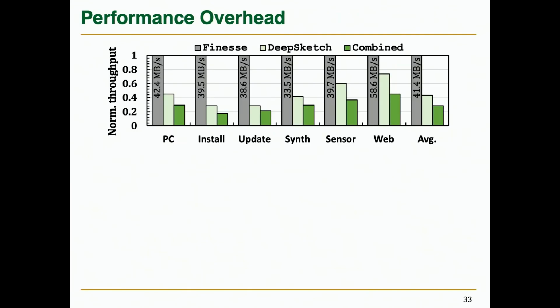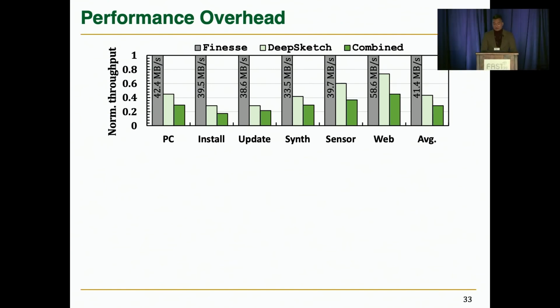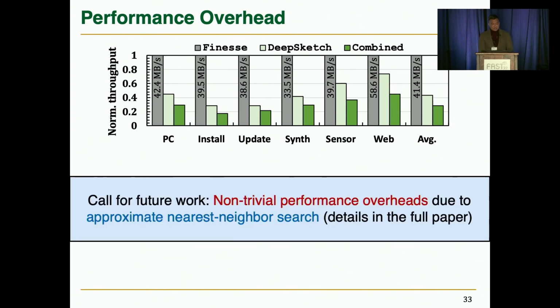As the last main results, this graph compares the write bandwidth of Finesse, DeepSketch, and combined techniques. The results show that actually DeepSketch introduces non-trivial performance overhead over Finesse. This is mainly due to the approximate nearest neighbor search approach that I did not explain in this talk, but we believe this overhead can also be mitigated in future work in various ways, such as hardware acceleration or a more efficient data structure.